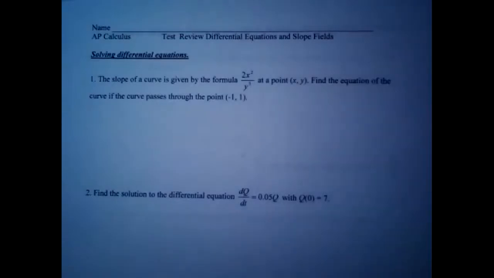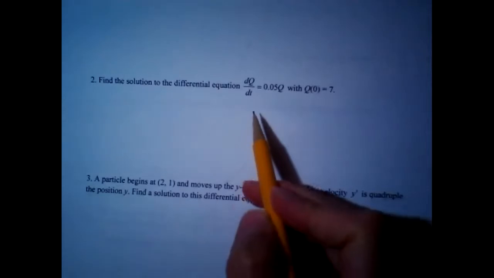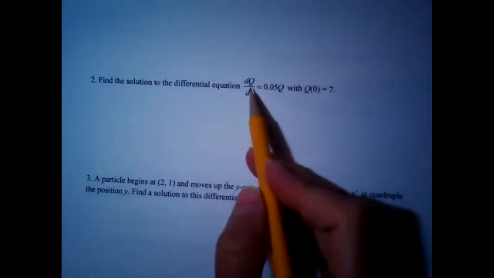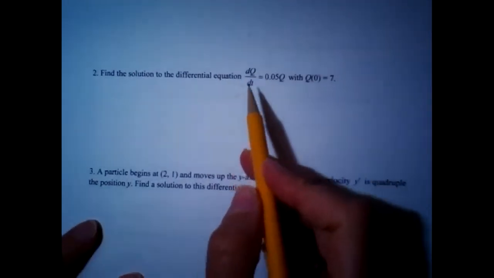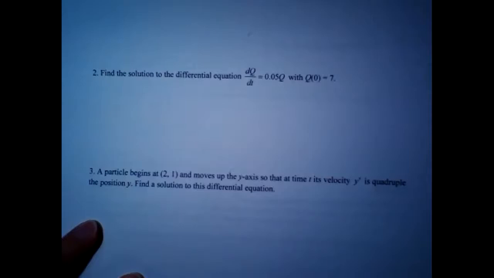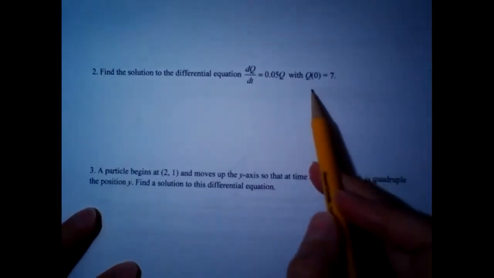Right, so we're going to start with number 2. Number 2 is find the solution to the differential equation given by this. It's just a Q instead of a Y. It's just a different letter of the alphabet, so don't let that bother you. And then the initial condition is (0, 7).